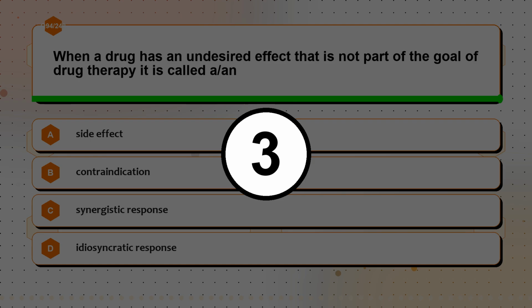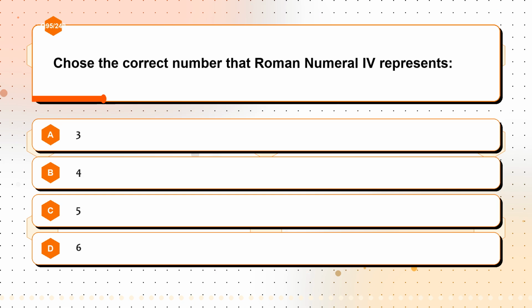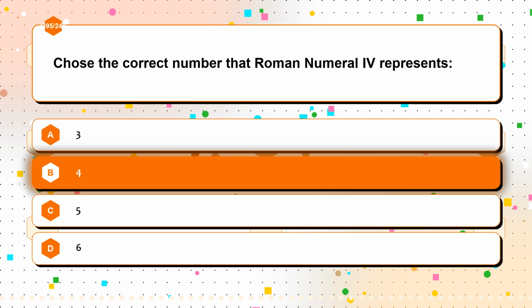The correct answer is option A. Side effect. Question 95. Shows the correct number that Roman numeral IV represents. Here are the options. Option A, 3. Option B, 4. Option C, 5. Option D, 6. The correct answer is option B, 4.